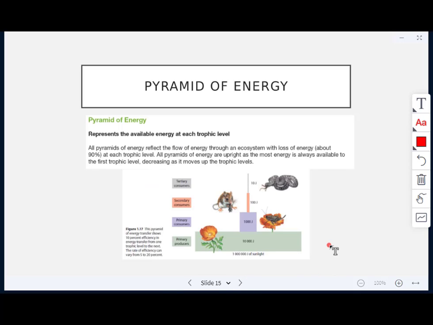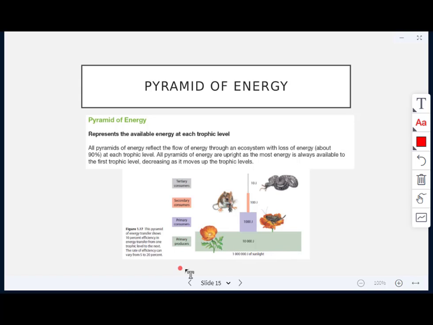And next is a pyramid of energy. This represents the available energy at each trophic level. So all pyramids of energy reflect the flow of energy through an ecosystem with loss of energy. Again, it was about 90% at each trophic level. So all pyramids of energy are upright because energy is always available from the first trophic level, and it decreases as it moves up the trophic levels.